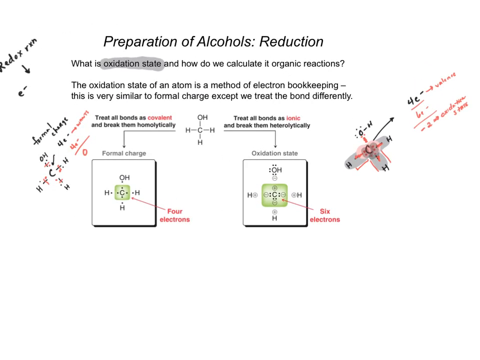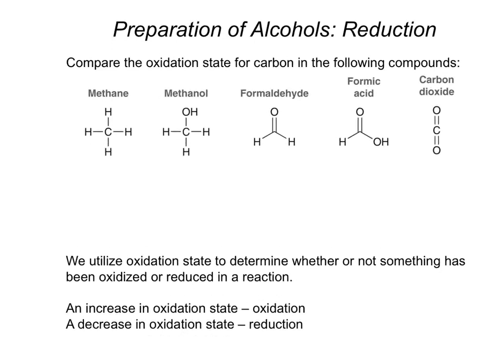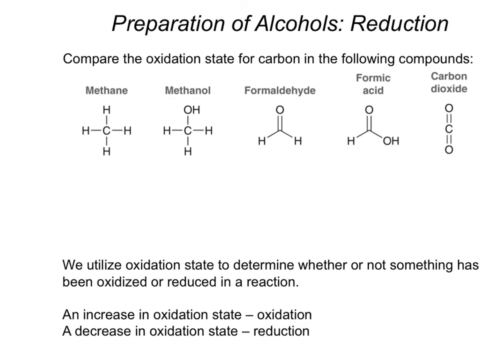Okay, so that's how we're going to actually calculate oxidation state in terms of organic compounds. We can do the exact same thing for carbon with different things attached to it. For example, methane. In methane, we've got 4 electrons again that carbon wants, but now all of these bonds are between carbon and hydrogen. So if we heterolytically cleave those, carbon is going to get 2, 4, 6, 8. Hydrogens are going to get 0 here.